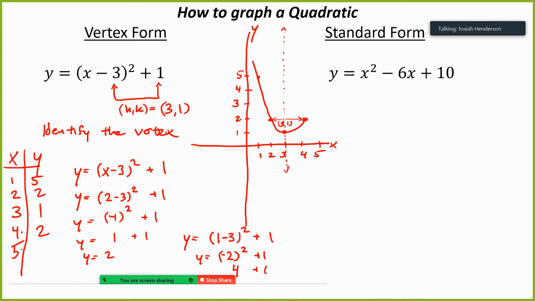And after that, let's just kind of estimate what the rest looks like. Now for 5, it's also going to be as high as the 1. Remember, because of the symmetry. So let's put that point in as well. And we've graphed in vertex form.